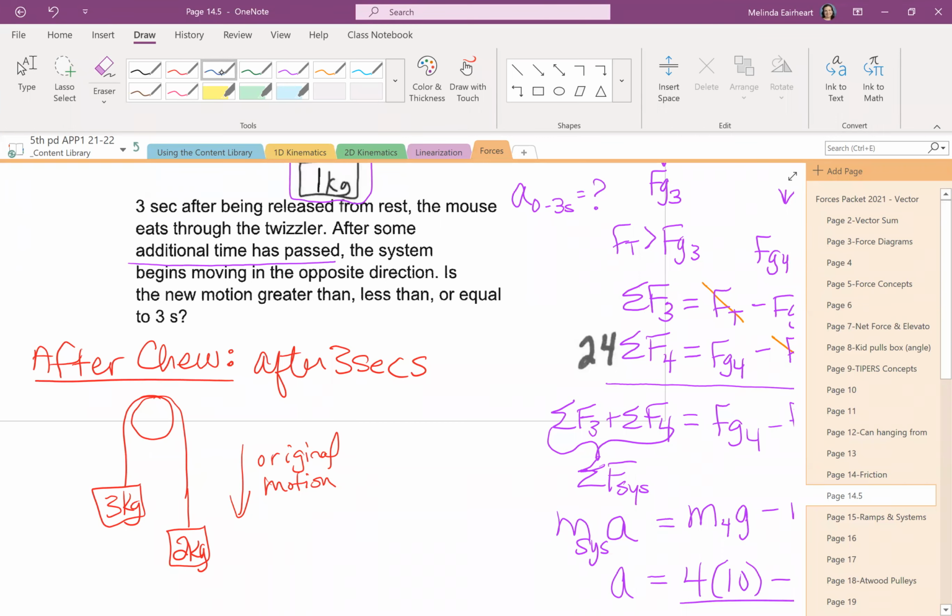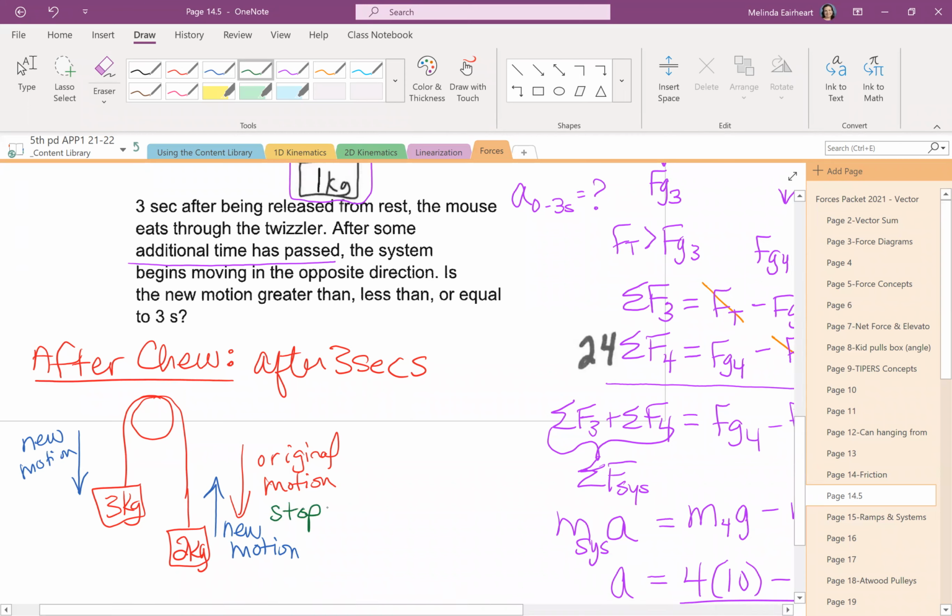And so the new motion would be up on the right and down on the left. But in between that change, what has to happen? A split second stop, right? And so between these, you have to have a stop momentarily. Good deal? Okay, so it has to stop moving in the original direction, and then it'll begin moving in the new direction.